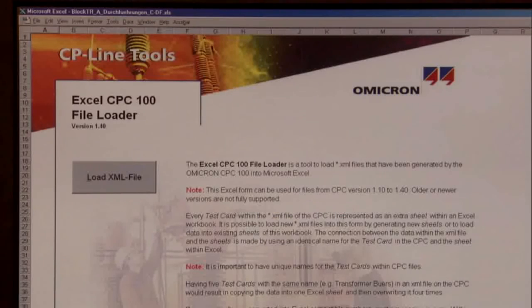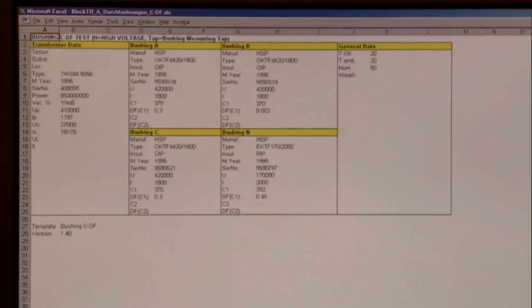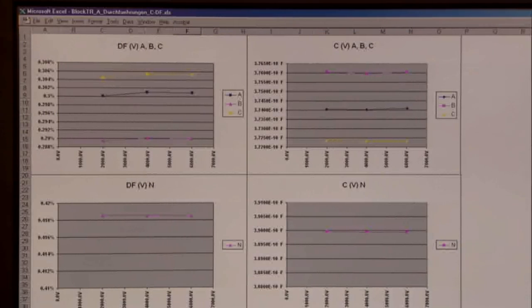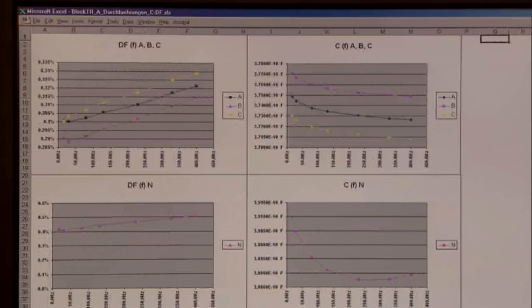The Omicron Excel file loader provides graphical representation of the data in Microsoft Excel. In the overview, we see the transformer data on the left, and beside it, the technical data of the bushings for the three phases and of the neutral conductor. Here we see the results for capacitance and power factor or dissipation factor at power system frequency, showing the relationship between the power factor or the dissipation factor and the capacitance of the high voltage bushing, plus the dependency between the power factor or the dissipation factor and the frequency.